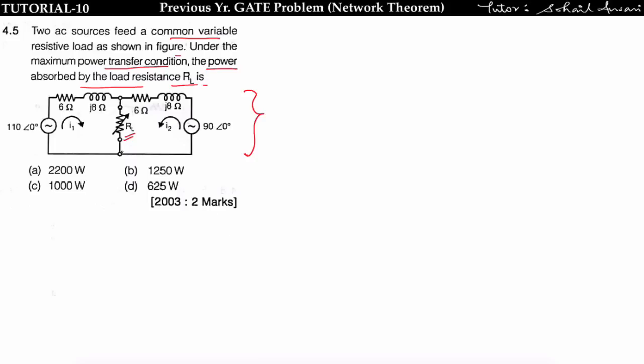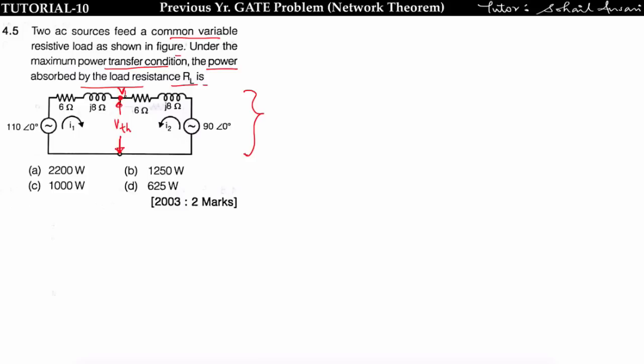So in order to apply the maximum power transfer theorem, first we have to reduce this circuit to its Thevenin equivalent circuit. First I will open circuit this load resistance RL and find the VTH across this. Got it? This you can easily get by applying nodal.